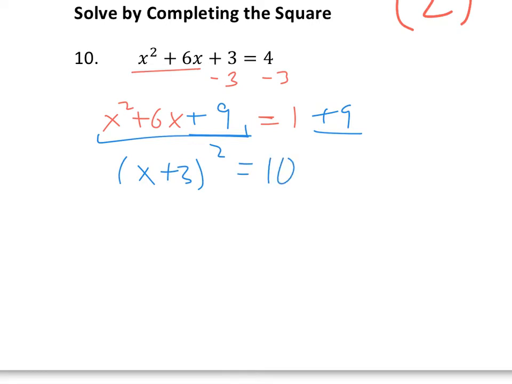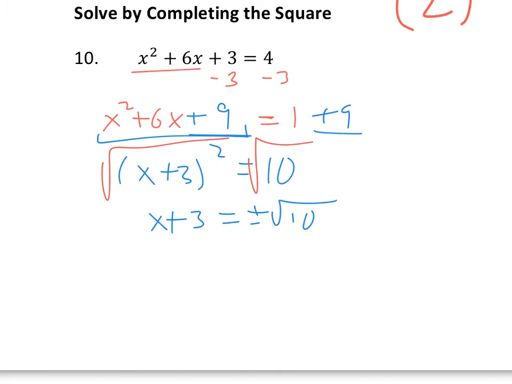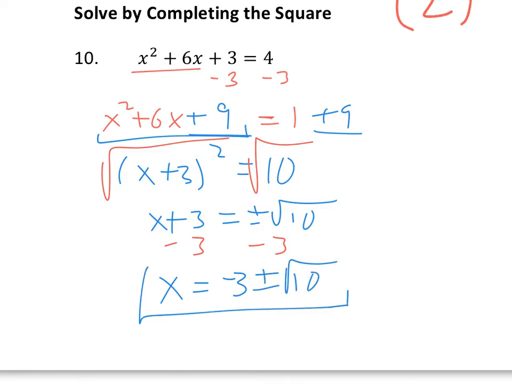And we get 10. And we want to square root. And we end up with x plus 3 equals plus or minus the square root of 10. Can't do anything with that stuff on the right there. So we subtract 3, and this is plus or minus the square root of 10 minus 3, which is the same as negative 3 plus or minus the square root of 10. Remember, this represents two solutions. This is negative 3 plus the square root of 10, and negative 3 minus the square root of 10.